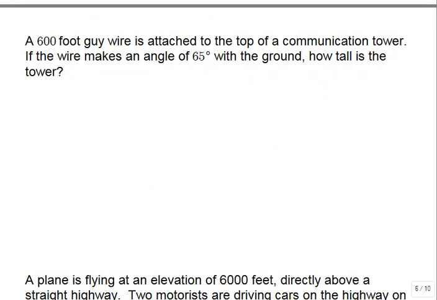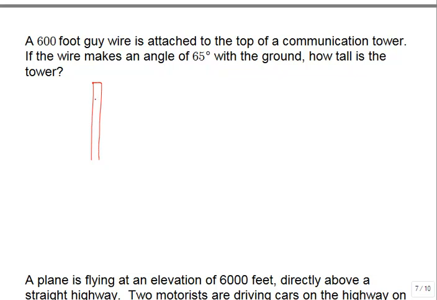Okay, let's take a look at another example. A 600-foot guy wire is attached to the top of a communication tower. If the wire makes an angle of 65 degrees with the ground, how tall is the tower? So let's draw our tower. Now usually these towers are pretty tall and they need some support. So that's what a guy wire is.